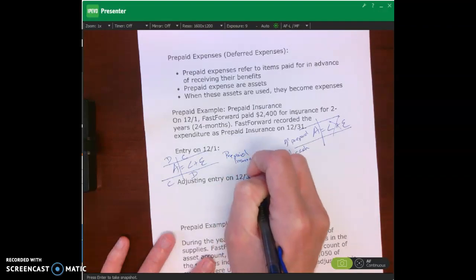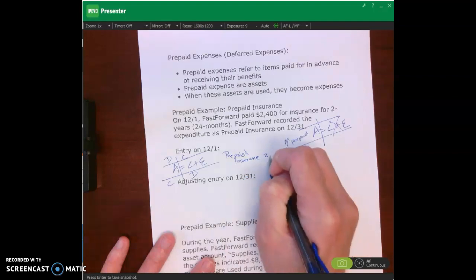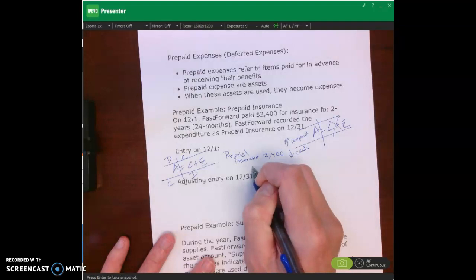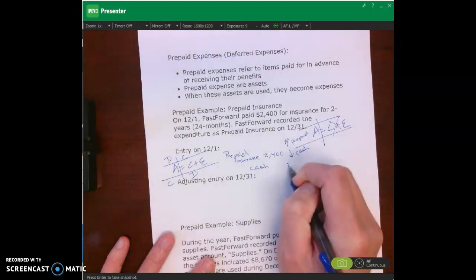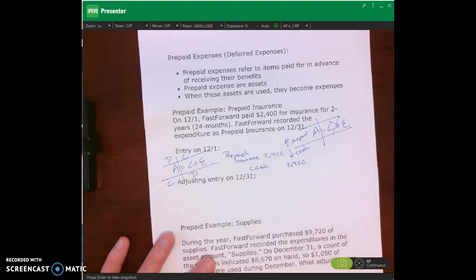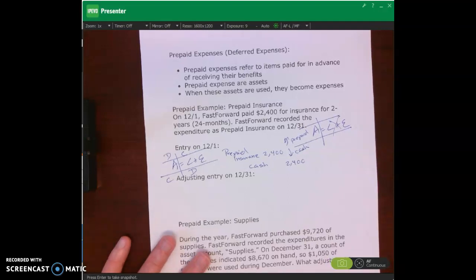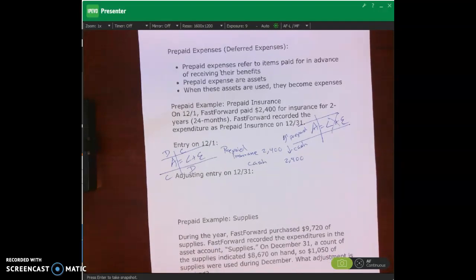So I will debit prepaid insurance, $2,400. I write my debits first, and then I indent, and I write my credit to cash, $2,400. Okay? Debit prepaid insurance, credit to cash. That is on December 1st. What about on December 31st?